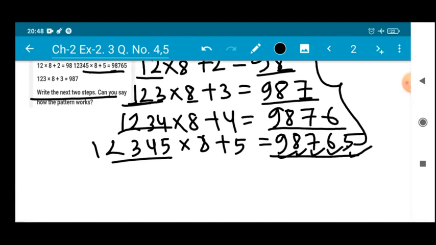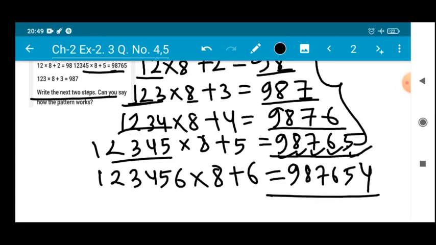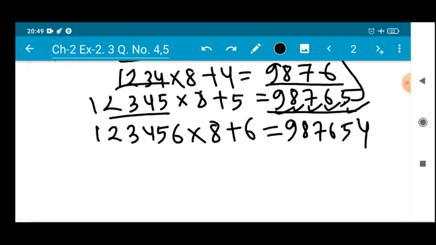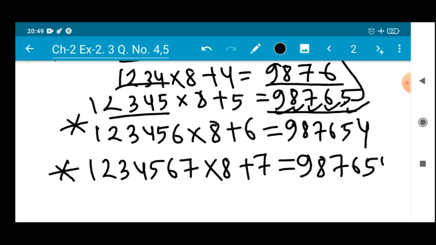Now using this pattern trick, we have to find the answer. Let's see, 1, 2, 3, 4, 5. Then what do we have to put? 6. As we are counting, 8 will remain the same, plus 6 as this is also counting, is equal to 9, 8, 7, 6, 5, then comes 4. Simple counting, isn't it? Back counting we are doing. This is the first answer of the product using the pattern. And 1, 2, 3, 4, 5, 6, and then 7, into 8 plus 7, as we have to continue. Then 9, 8, 7, 6, 5, 4, 3.